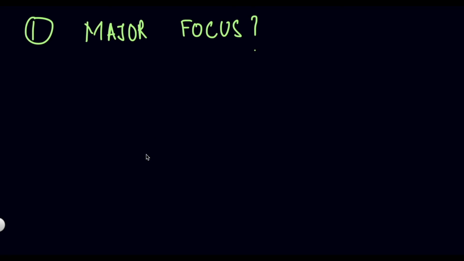Now the first feature that we actually have to learn is what is the major focus of these two approaches, right? This is the first category that we have to deal with. What is the major focus? So what is the major focus of the psychometric approach versus the major focus of the information processing approach? Let's first deal with the psychometric.